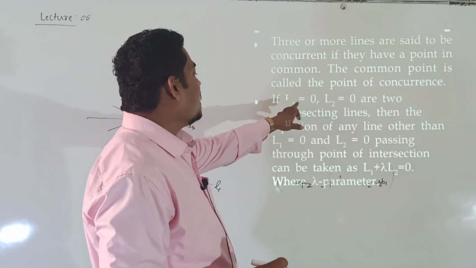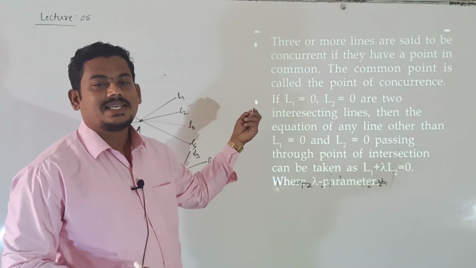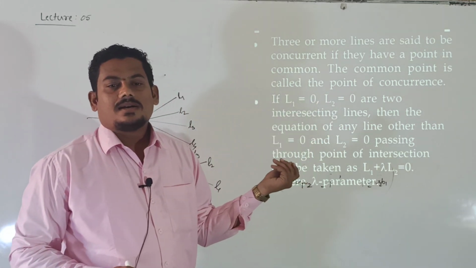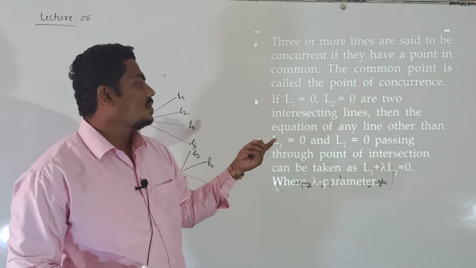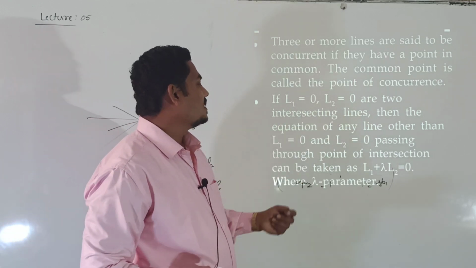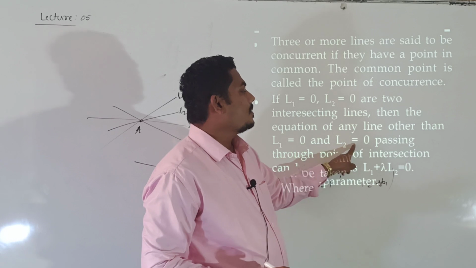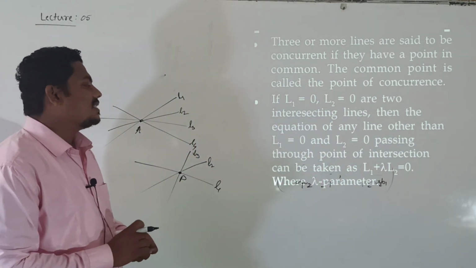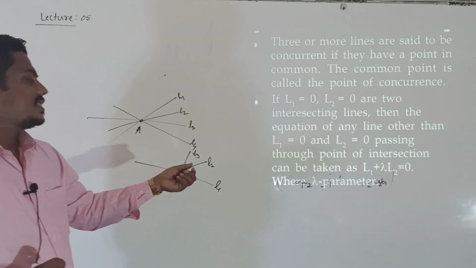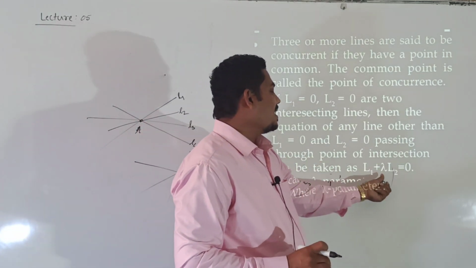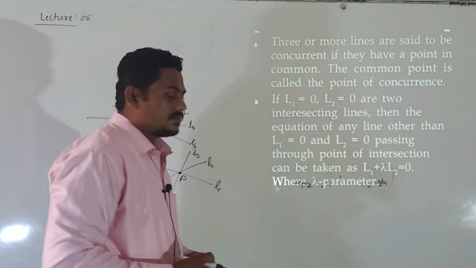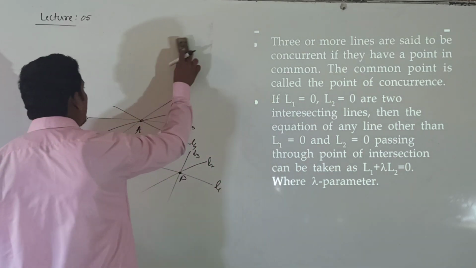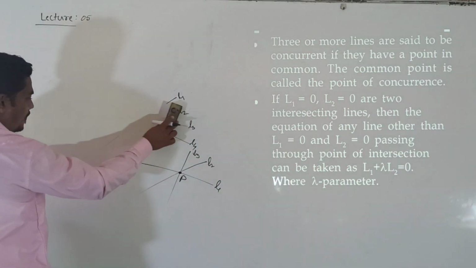Next point: if L1 equal to 0 means a1x plus b1y plus c1 equal to 0, and L2 means a2x plus b2y plus c2 equal to 0, are intersecting lines, then the equation of a line other than L1 equal to 0 and L2 equal to 0, and passing through the point of intersection, can be taken as L1 plus lambda times L2 equal to 0. This is the equation of a line passing through the intersection of two lines.